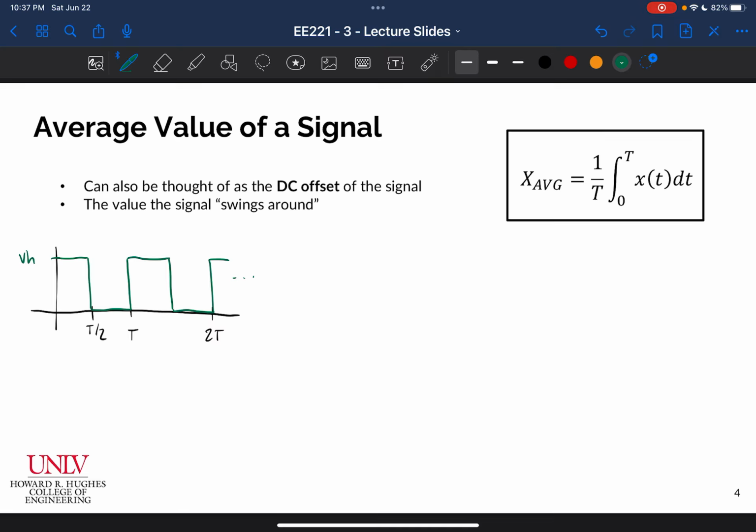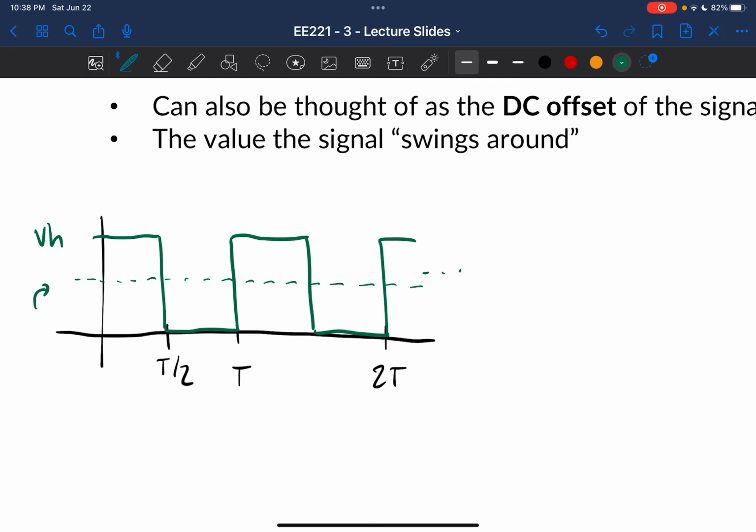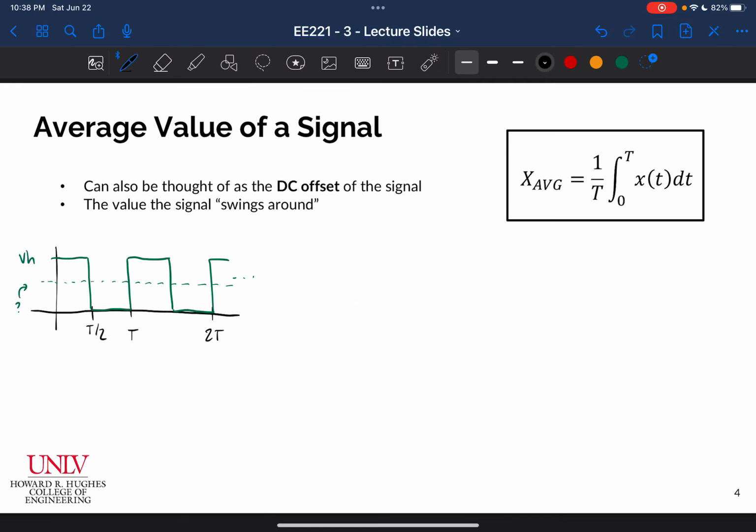And so the average value of the signal is basically the value that the signal swings around. It can also be thought of as the DC offset of the signal. I think it's more helpful to think of it as the value that the signal swings around. And so it basically swings around a value right here. I guess the question would be, what is this value if we wanted to calculate it? It's pretty straightforward. We just use this formula here.